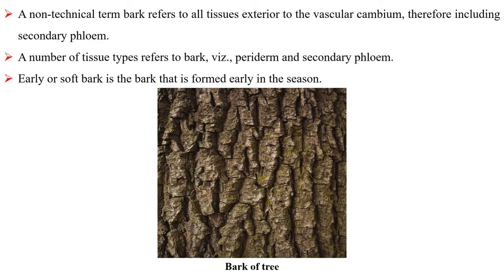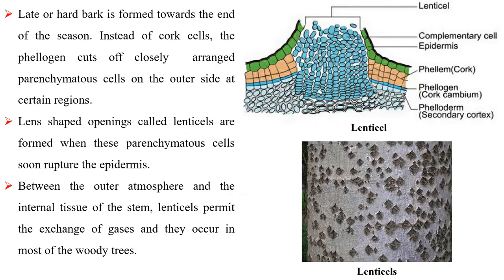A non-technical term, bark, refers to all tissues exterior to the vascular cambium, therefore including secondary phloem. A number of tissue types are referred to as bark, namely periderm and secondary phloem. Early or soft bark is the bark that is formed early in the season. Late or hard bark is formed towards the end of the season.